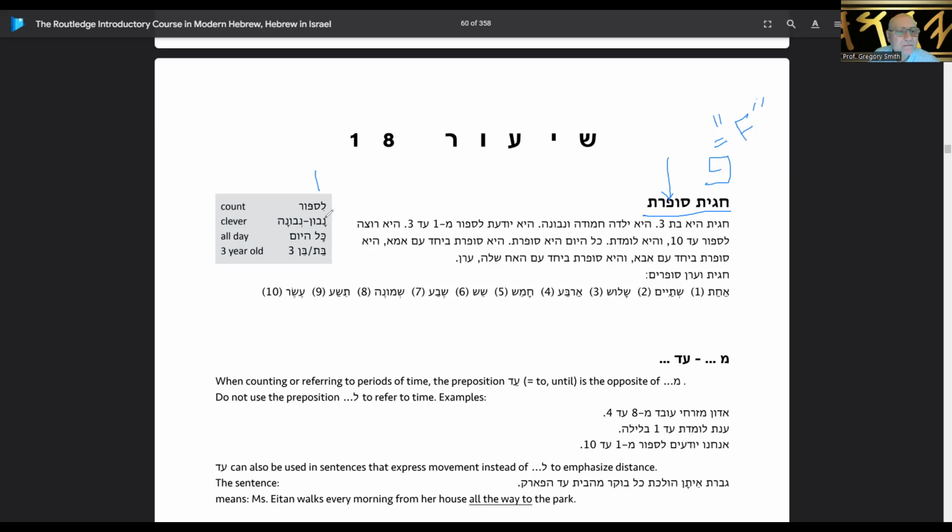That's part of this. Okay, so Hagit, she is bat shalosh. Okay, so Hagit, she is 3 years old. He yalda, she is a child. Hamuda. Let's see, this is oh, clever. Navona. Vanavona. I bet you it's Hamuda Vanavona. Yeah, Hamuda Vanavona. So that's like cute and clever.